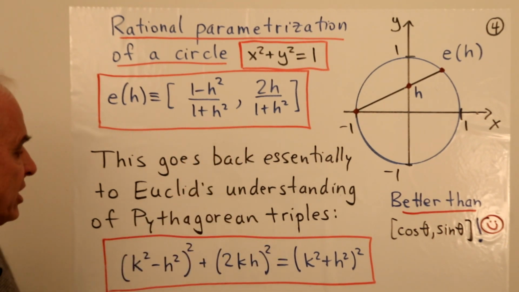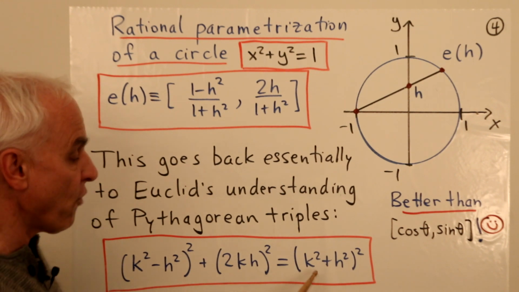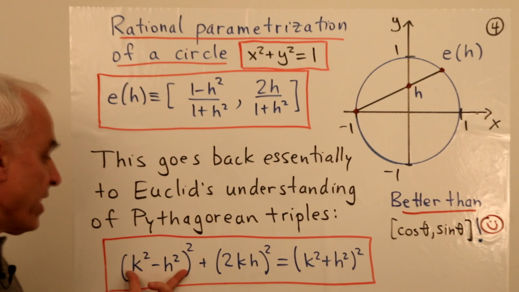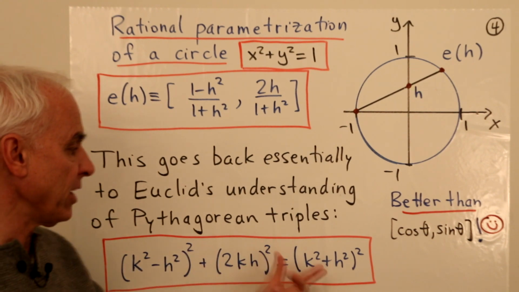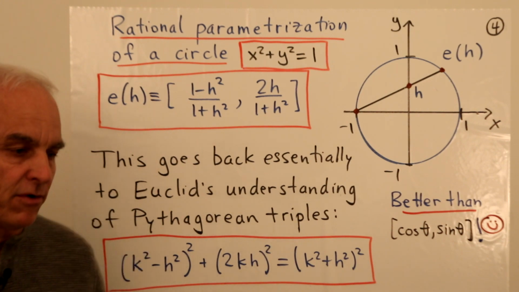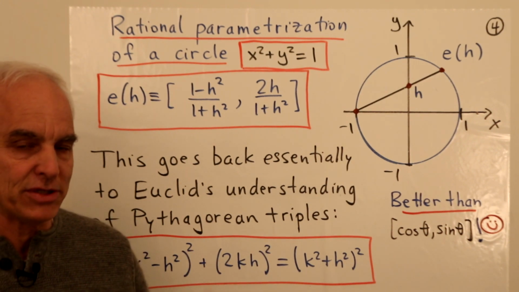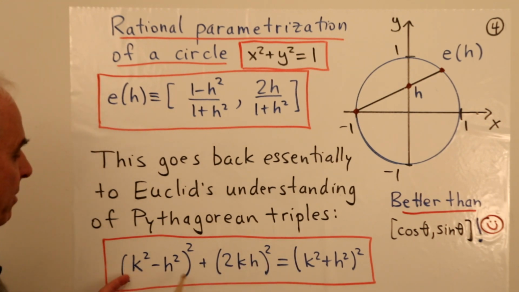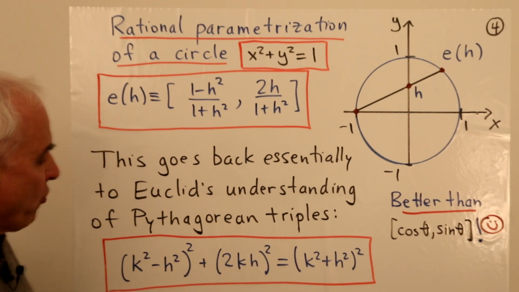This parameterization is closely connected with this kind of formula for Pythagorean triples, that if you want one number squared plus another number squared equals another number squared, like 3 squared plus 4 squared equals 5 squared, or 5 squared plus 12 squared equals 13 squared, and so on. Those kinds of triples are determined by this kind of formula here.